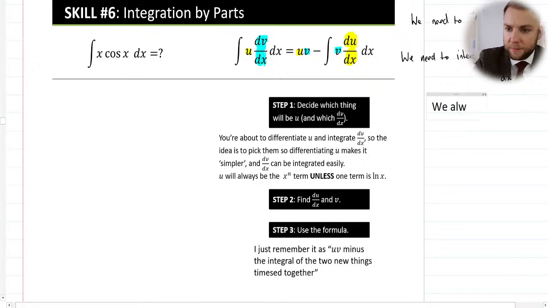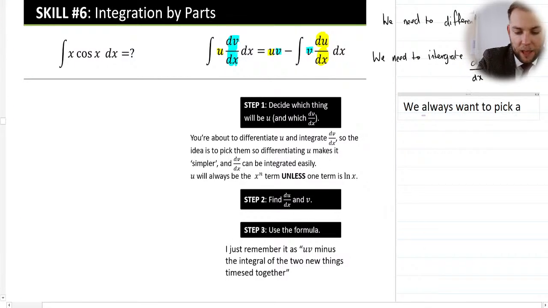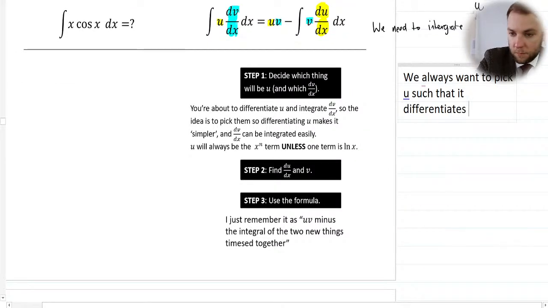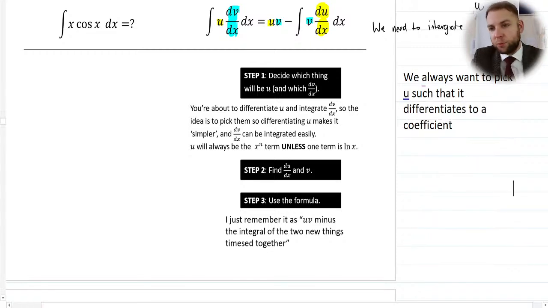Okay, now the trick with this, and this is probably the most important part, is that we always want to pick u such that it differentiates to a coefficient. That's probably the most important.